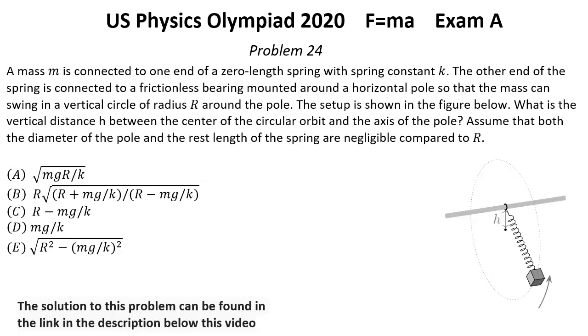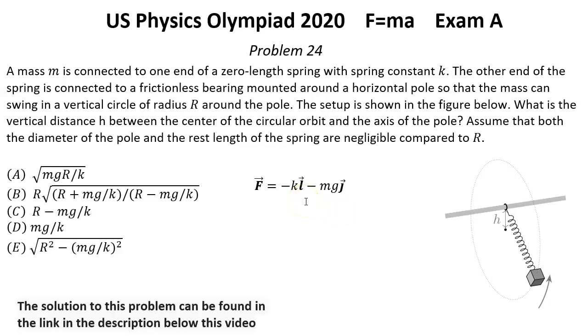Solution for problem number 24. This problem could be solved using a vector form. Let's write the equation for the total force acting on our mass. So the total force equals negative K multiplied by vector L minus mg multiplied by unit vector j in the vertical direction.